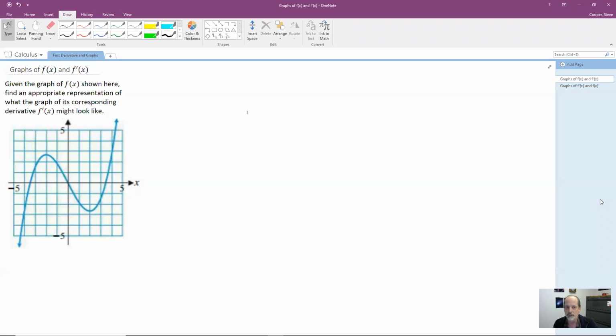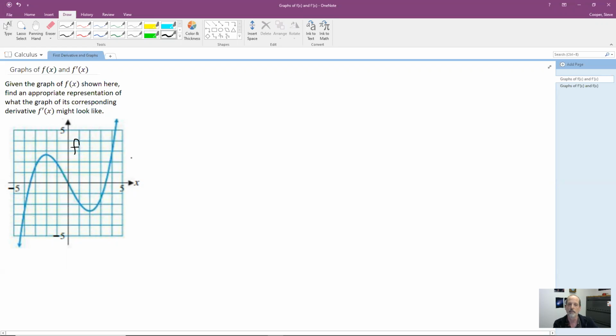Okay, we'd like to look at today how the graphs of f of x and their corresponding f prime of x, or their derivatives, compare. So we'll start with the comparison of f of x to what f prime of x must be like. So we've got a goal here, given this graph of f of x, so our graph here is of f. We want to find an appropriate representation of what a graph of its corresponding derivative f prime of x might look like. So we have to think about some things that we've learned.